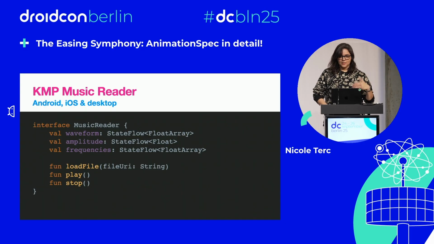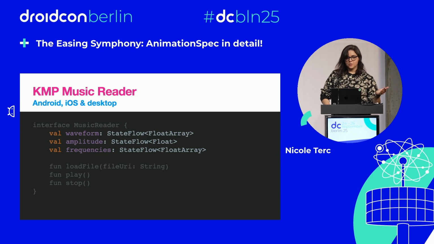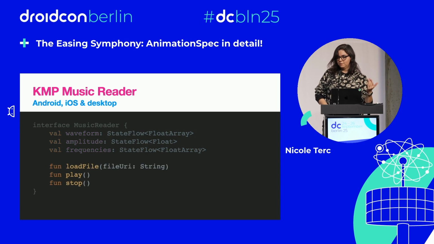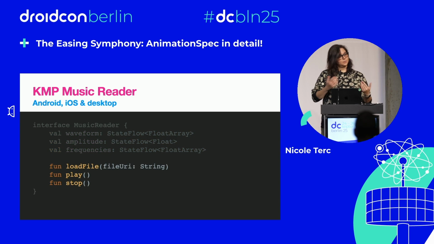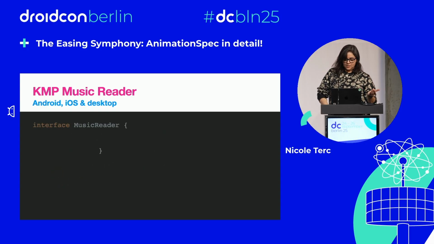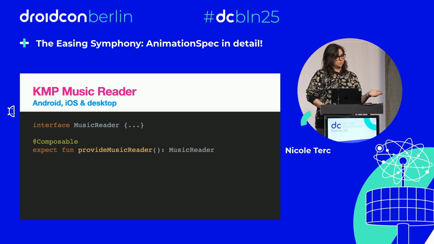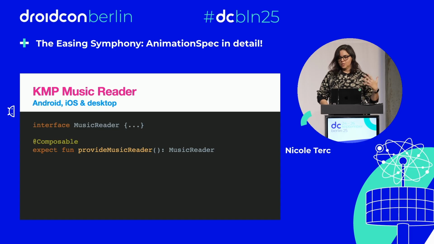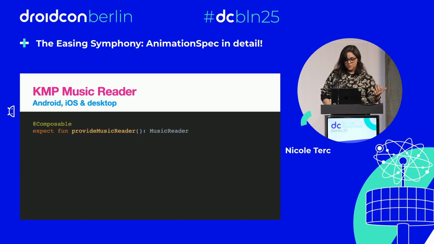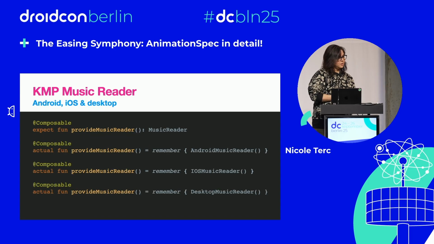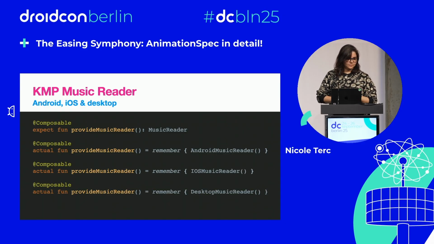We're going to basically have an interface that is going to expose the waveform, amplitude, and frequencies for our music, and it's also going to have some helper functions that are going to help us load the file, play the file, and stop it. Nice. Now that we have this interface, the next step is, of course, to create an expect function that is going to provide this music reader, and after that, for each of the platforms we are going to support, we just need to provide a specific actual function for the music reader.